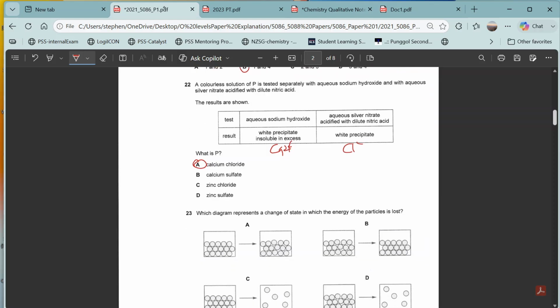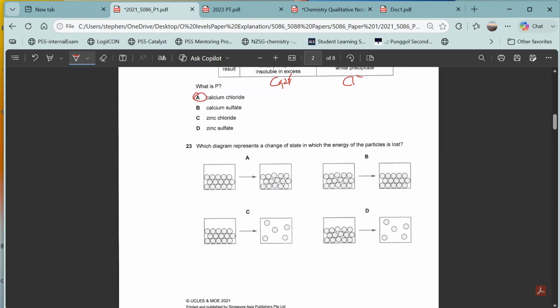Okay, let's go to the third question. Which diagram represents a change of state in which energy is lost? Energy of the particles is lost. Take note, if it's lost, that means the particles will be more orderly arranged. If we gain more energy, then of course the gain in kinetic energy will make them more disorderly. So this one cannot be because it's more energy, right? That's why it is far apart.